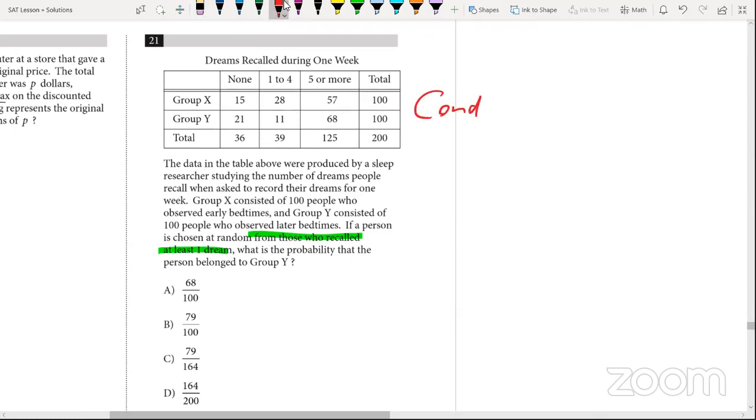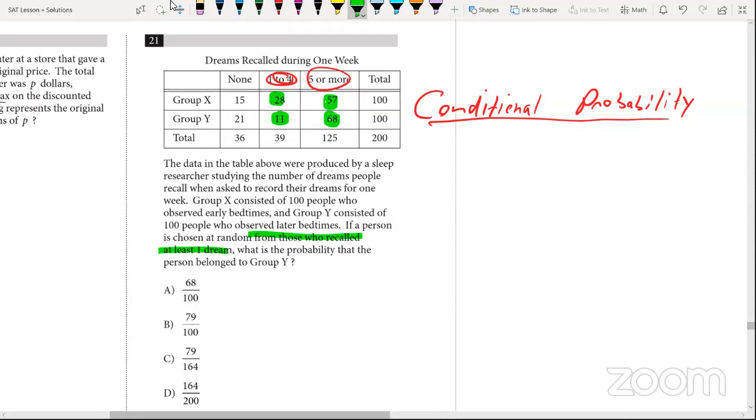And if I were taking a percent or a probability based off the whole group, it has 200 in it, so the denominator would be 200. But for conditional probability, they're telling us it's only from the ones who recalled at least one dream. So that includes 1 to 4 and 5 or more. So that includes these pieces of data here, the 28, the 57, the 11, and the 68.